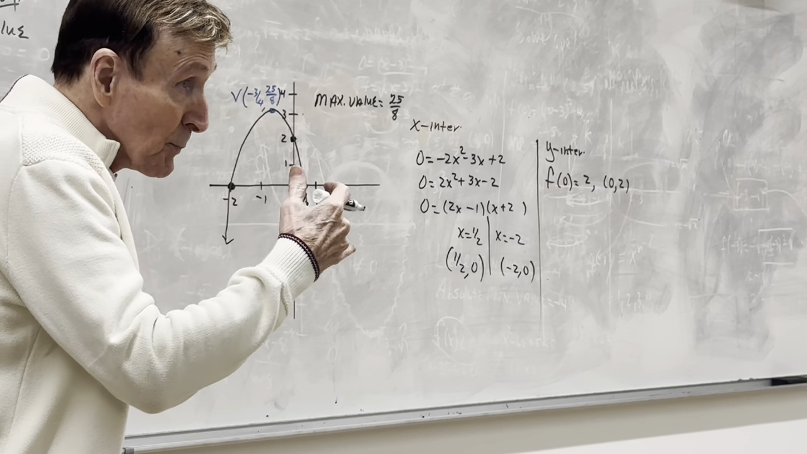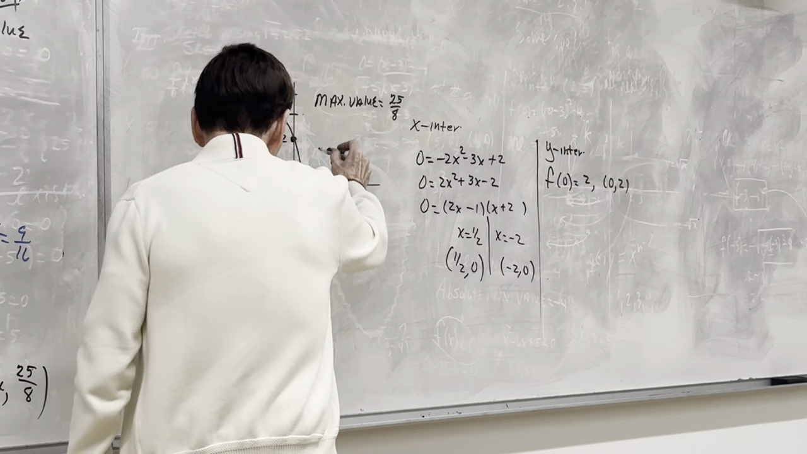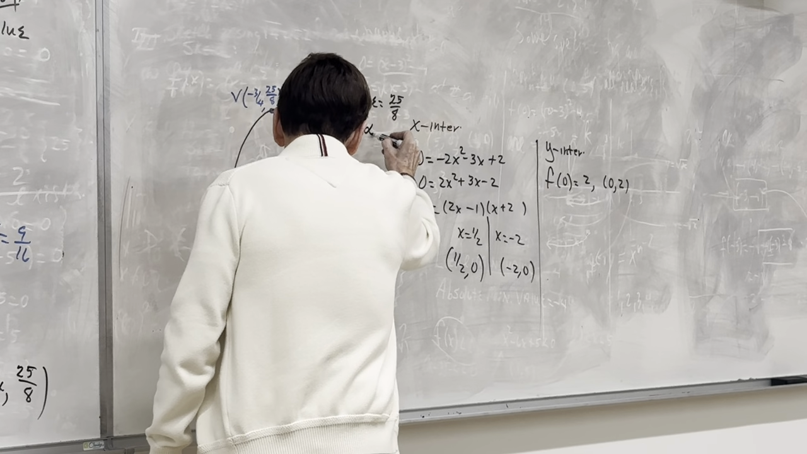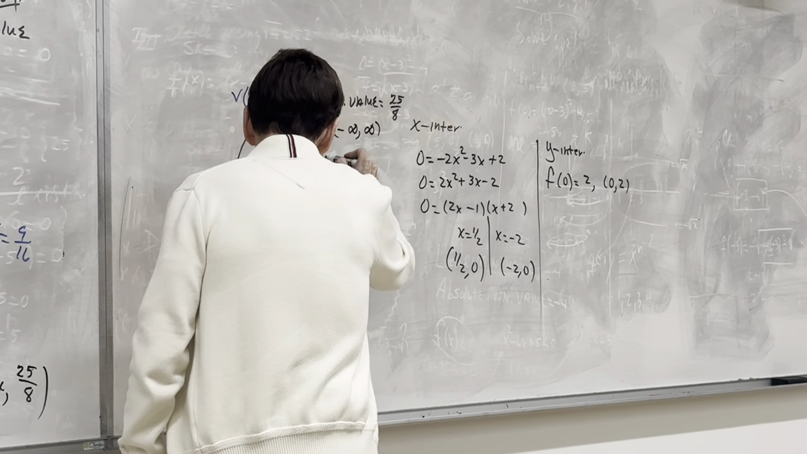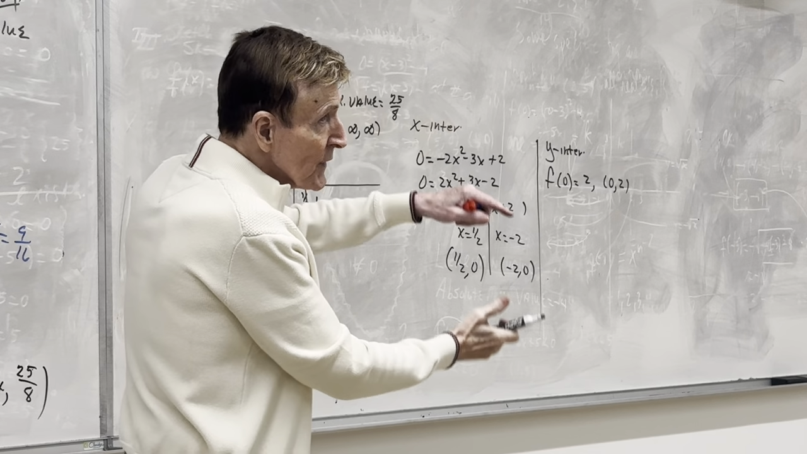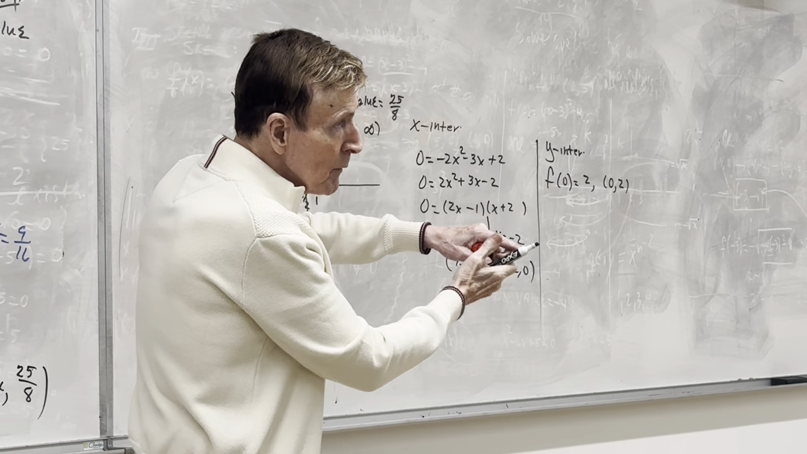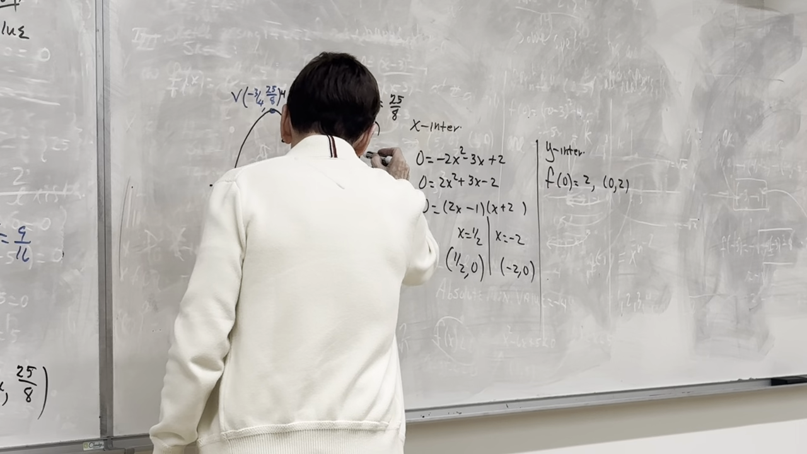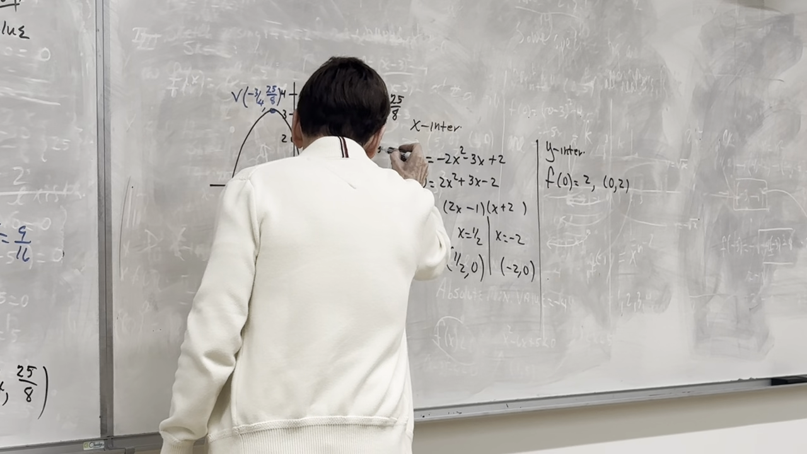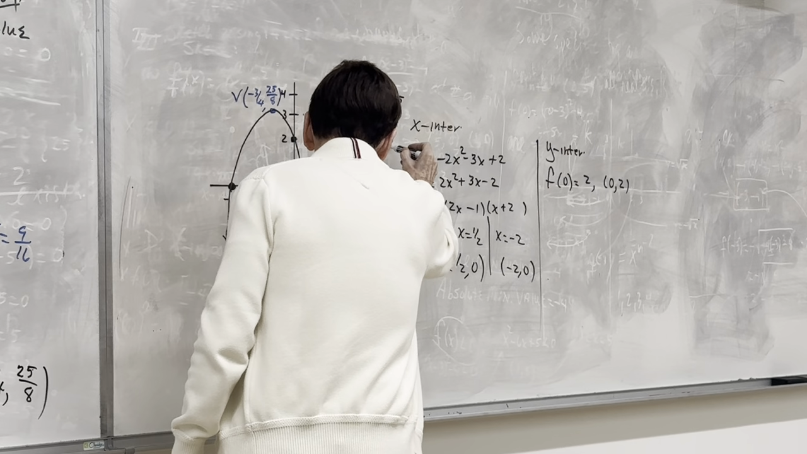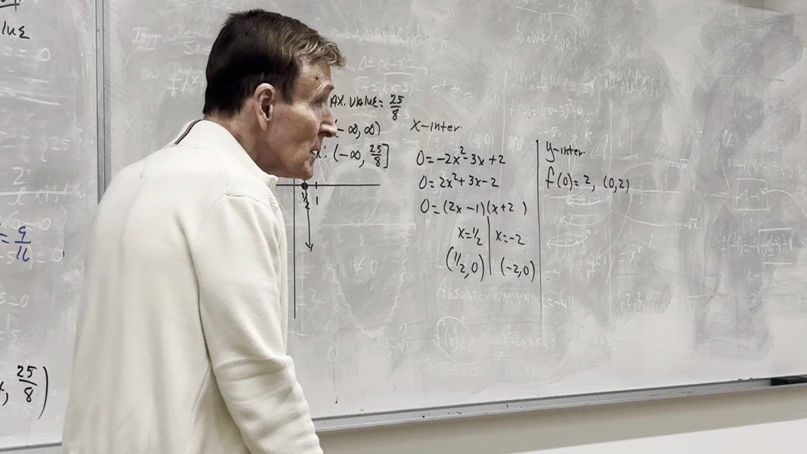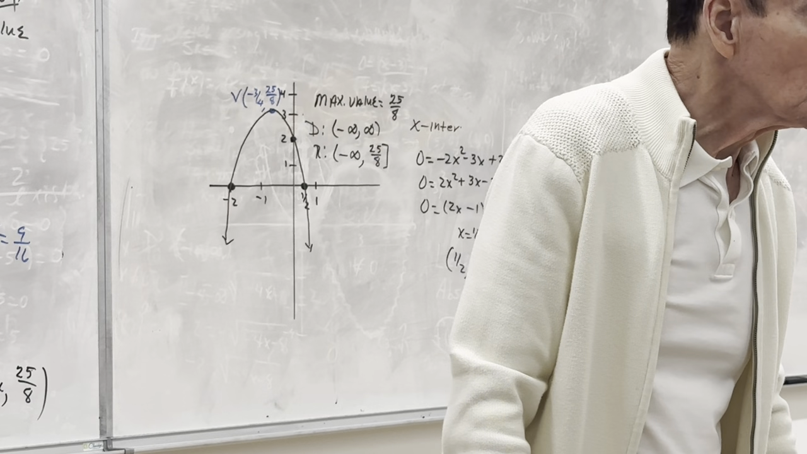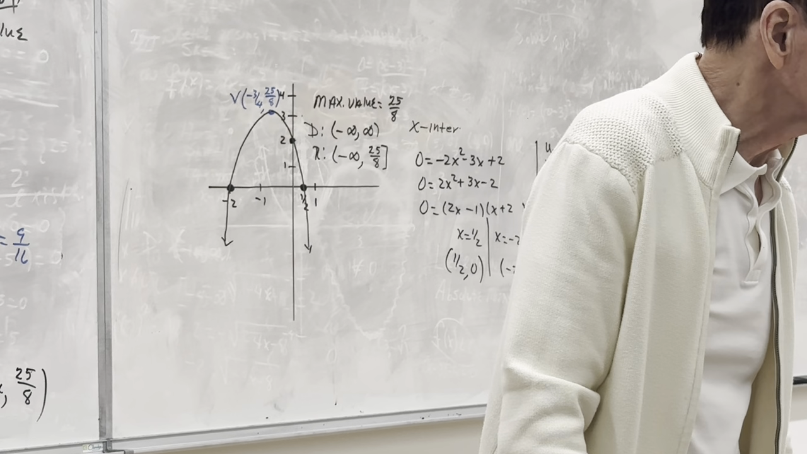I'll ask you something simple here because I gotta move on. Domain, I think the domain is easily seen as all real numbers. Range, the up and down, be careful. How would you describe the up and down on this parabola? Is it negative infinity up to, what, 25 over 8, inclusive? Yes or no? How could you go wrong? 25 over 8. Is that true?